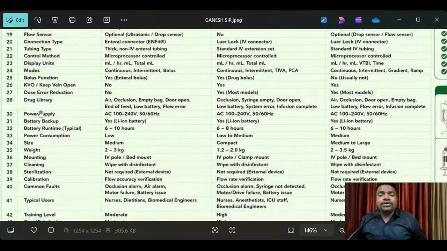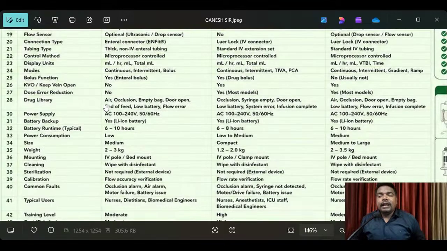Now we are going to the 28th point, drug library. This is the comparison key point. I'm going to compare every equipment. See here, I'm going to read out now. Listen carefully to what I'm saying. These are the comparisons, pin to pin, I'm giving. It is a time-taking process, but giving complete information is very important. Is it clear right now, my dear engineers? 28th point, drug library.